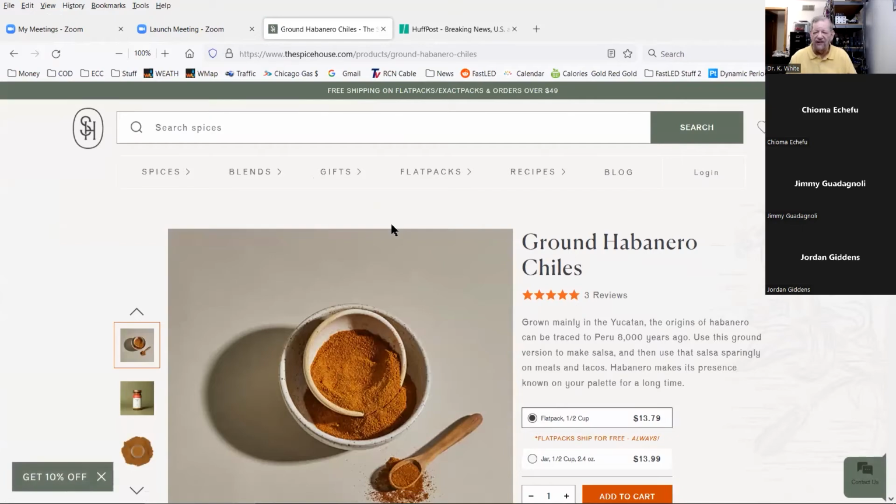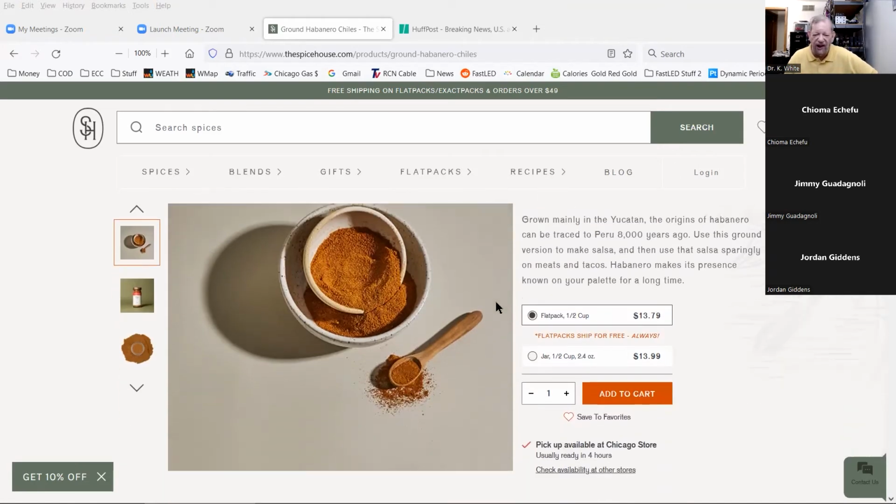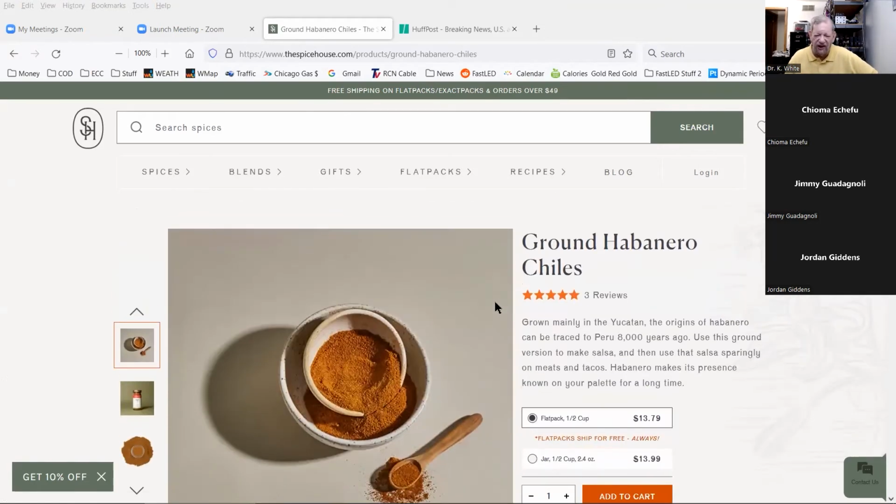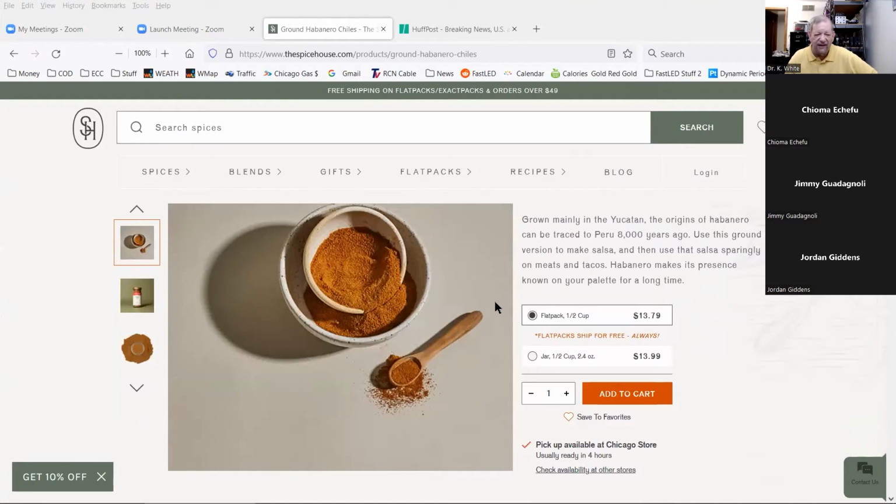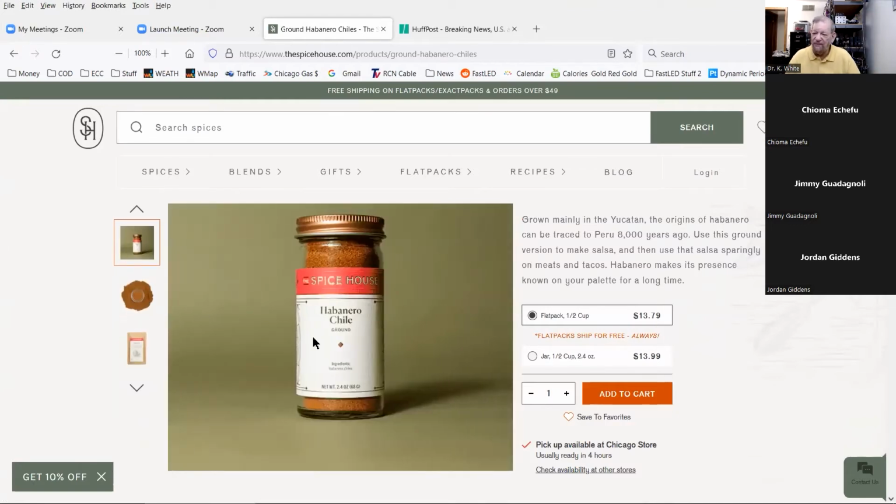Everybody see the ground habanero chilies on your screen right now? Hold on. Let's try again. You see ground habanero chilies on your screen? Thank you, Shioma. All right. Well, this was one of the first hot pepper powders Spice House started making. And I bought a jar like this and took it home.